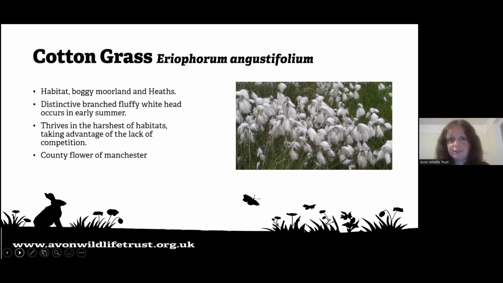And cotton grass, I'm not going to say that word. They are not grasses, they are rushes. Another weird thing that they're called. They love boggy moorland and heaths. It saves having to compete with other plants. They have a distinctive white fluffy head, and apparently county flower of Manchester.